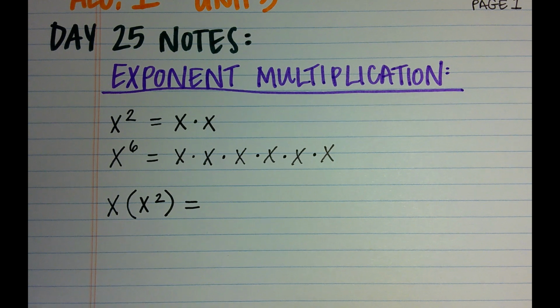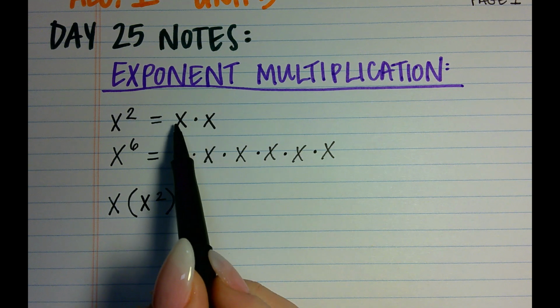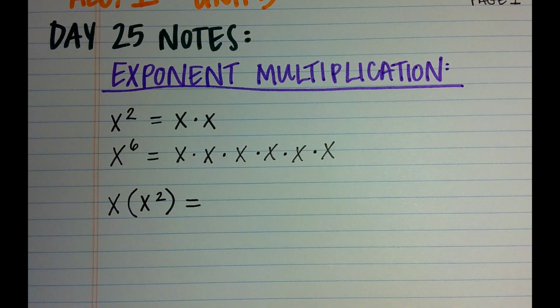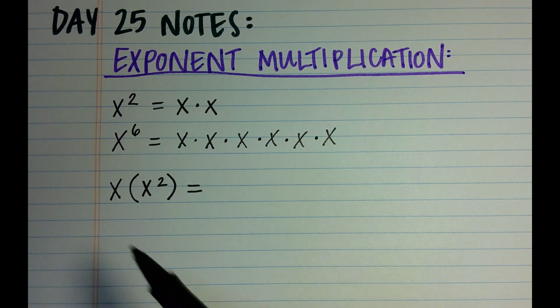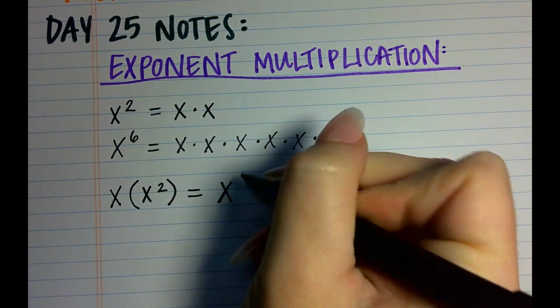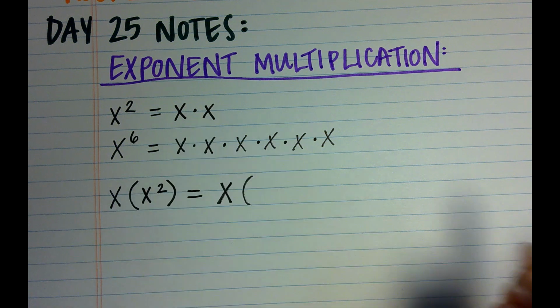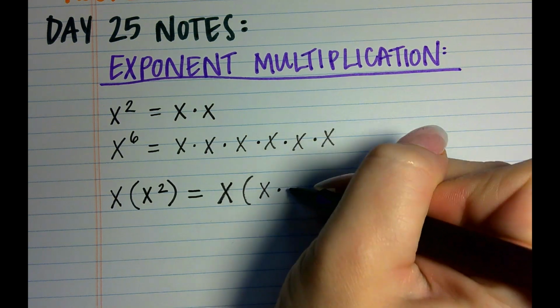Okay, so here, let's talk about this. We know that x squared means x times x, right? So why don't we just rewrite this? What this really means is x times, and I'm going to rewrite x squared, it's x times x, right? X times x.